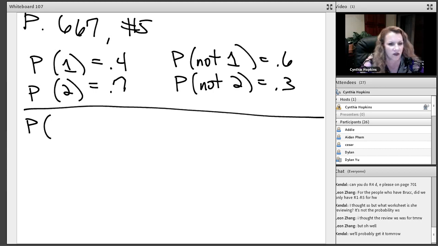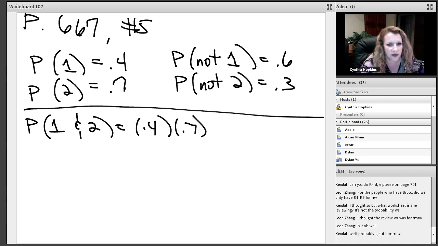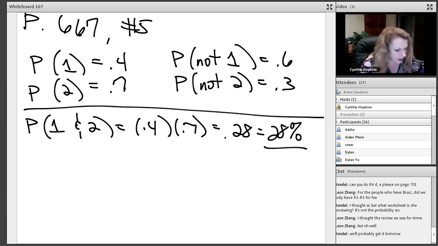So the probability of both lights, that means I want to be stopped at 1 and 2. So it's 0.4 times 0.7, because it's "and," so that's times. So I get 0.28, which is 28%. Okay, that is number 1 or 5A.